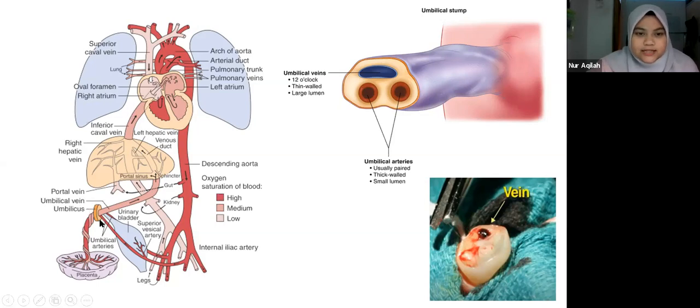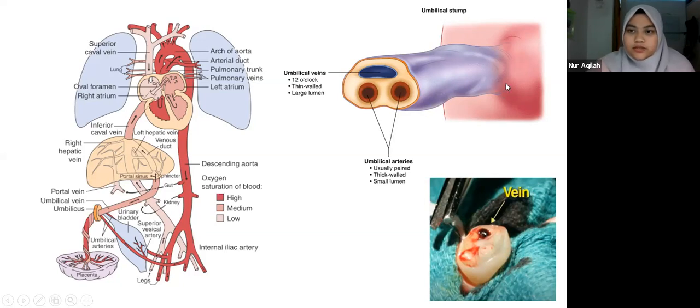Meanwhile, for the umbilical artery, it actually comes, you guys can see my cursor, right? It actually comes from the internal iliac artery, right and left respectively, from the common iliac artery and from the aorta.